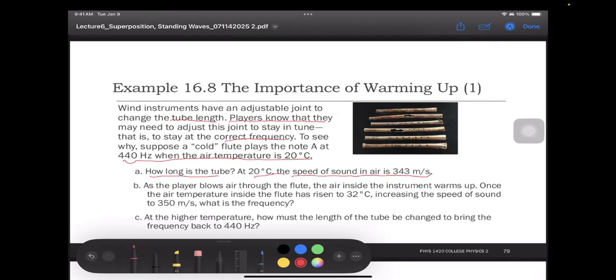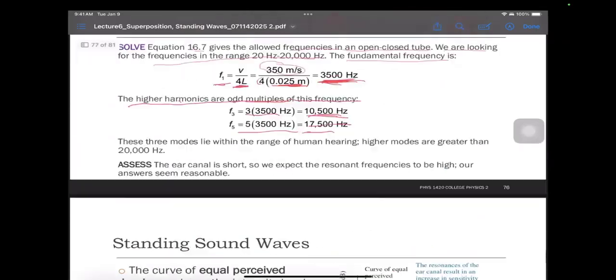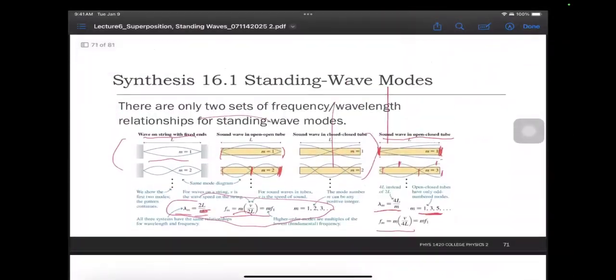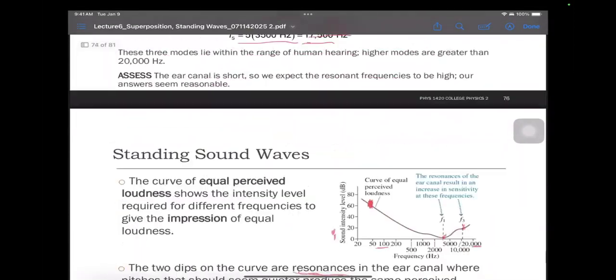As the player blows air through the flute, the air inside the instrument warms up. Once the air temperature inside the flute has risen to 32 degrees, increasing the speed of sound to 250 meters per second, what is the frequency? At the higher temperature, how must the length of the tube be changed to bring the frequency back to 440 Hz? Actually, we just use the equations listed in Synthesis 60.1 to resolve these questions.